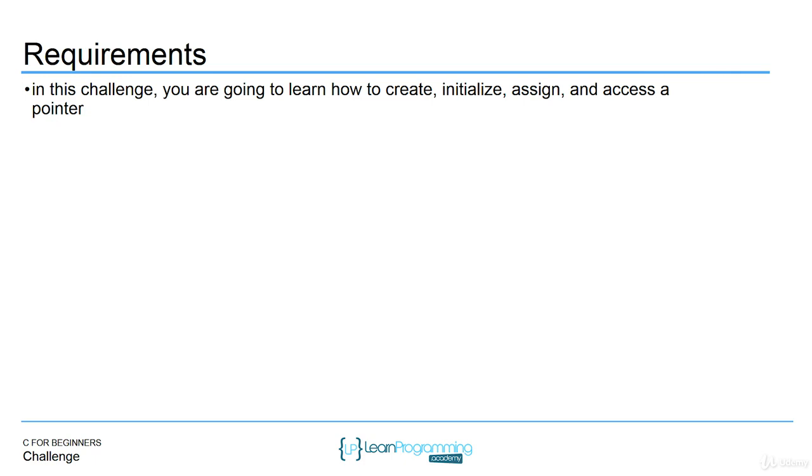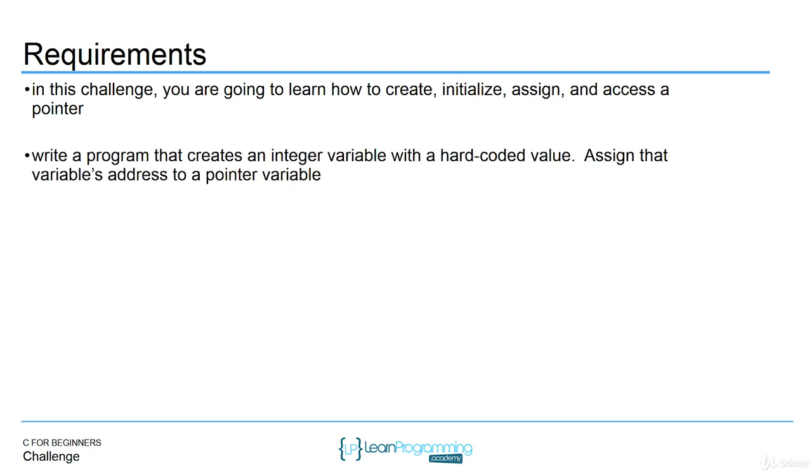Creating the pointer is just declaring it. Initializing it, you initialize it to null because it's not going to point to anything. Assigning it, you'll assign it the address of another variable, and then accessing a pointer is using the indirection operator, the dereference operator. So write a program that creates an integer variable with a hard-coded value.